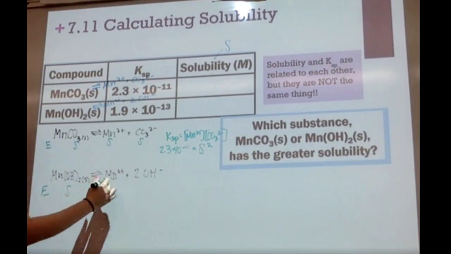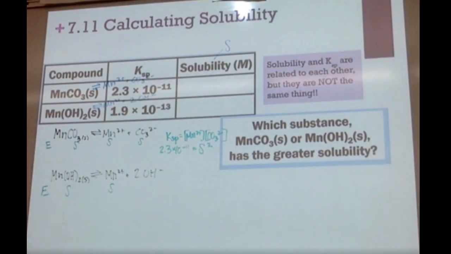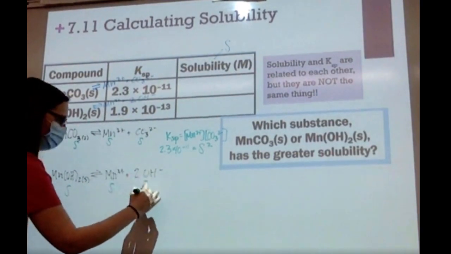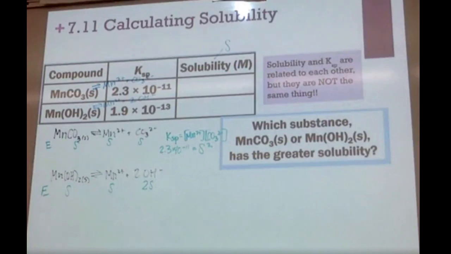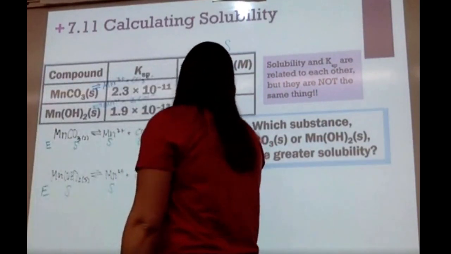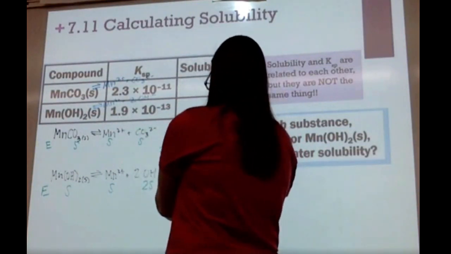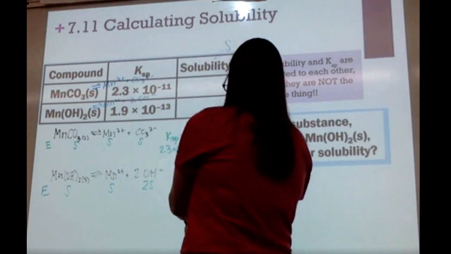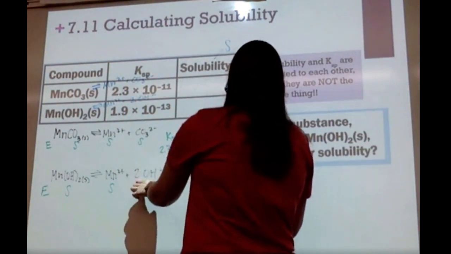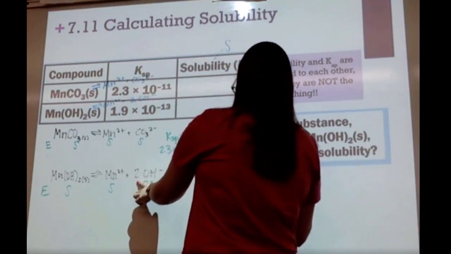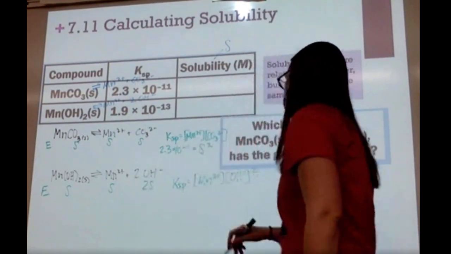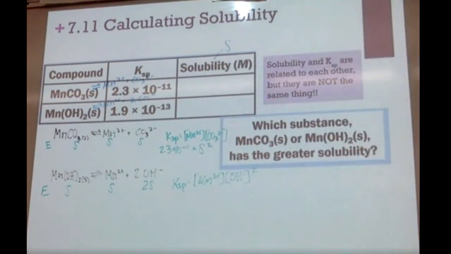Well, that means we have S amount of Mn2+, but we have 2 times that for OH-. So if I write the Ksp expression, this is why we can't just use Ksp if the ratios are different, because we have the concentration of Mn2+ times the concentration of OH-, but don't forget about exponents. Concentration of OH- squared.